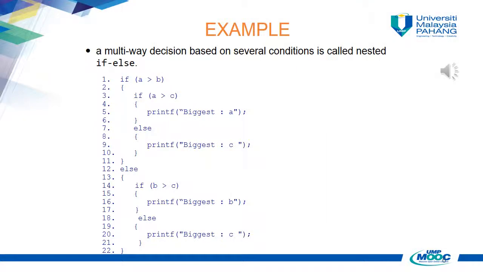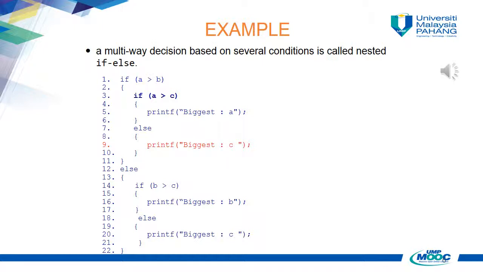This program is to test which number is the biggest among three numbers. Assuming variables a, b and c hold the 3 numbers. The first condition tests whether a is greater than b. If the first condition is true, we further test whether a is greater than c. If the second condition is true, then a would be the biggest number. This is because a is greater than b and greater than c. However, if the condition is false, then the biggest value would be c. This is because c is greater than a, which is greater than b.